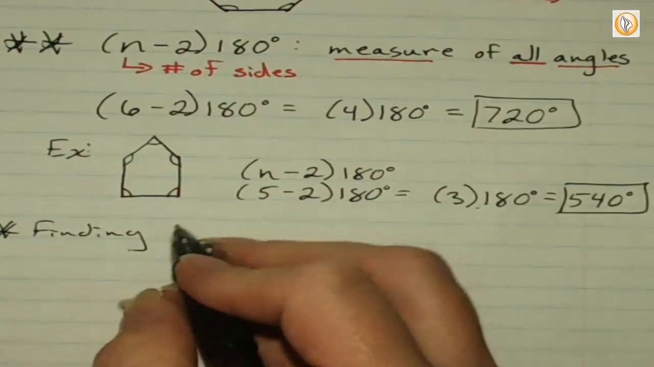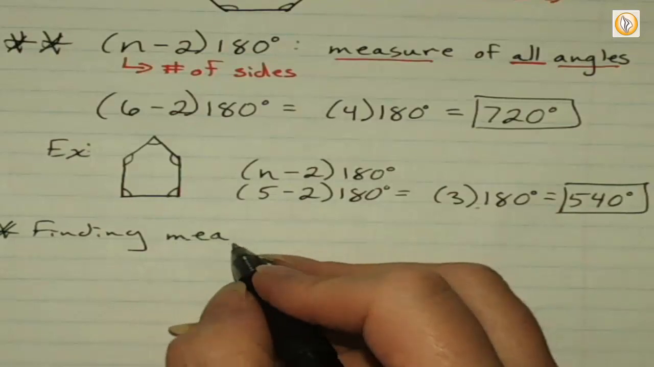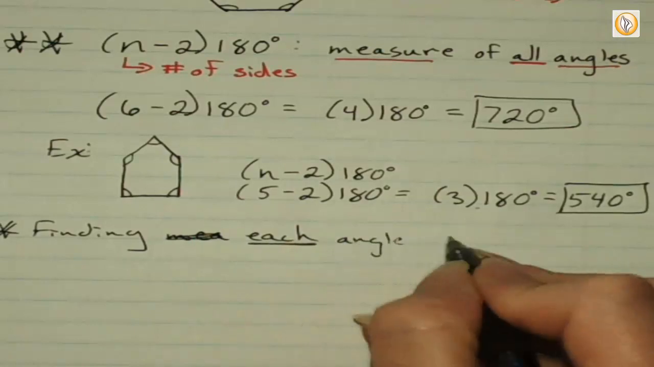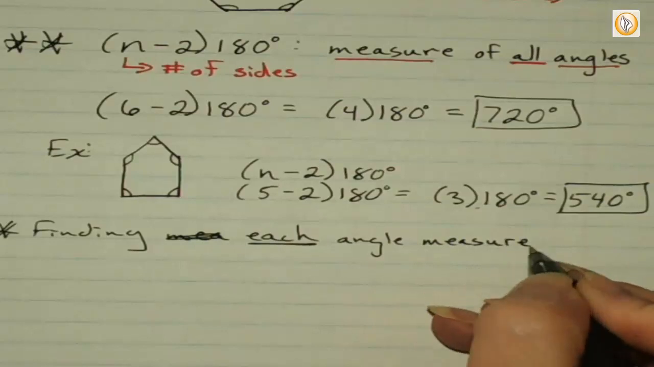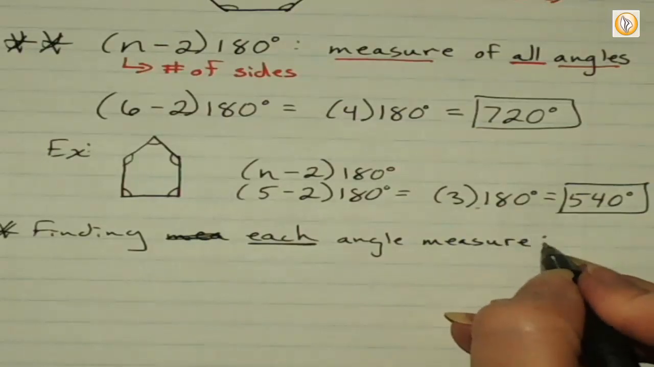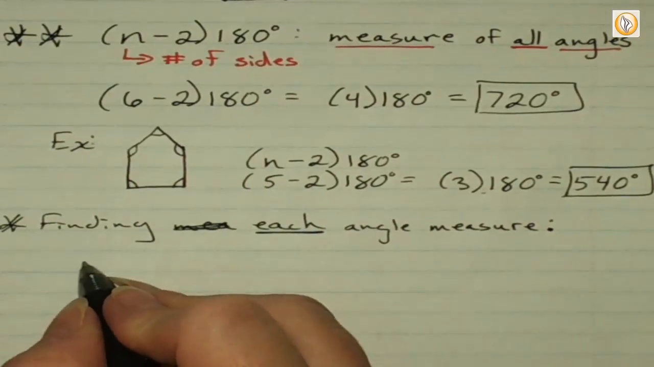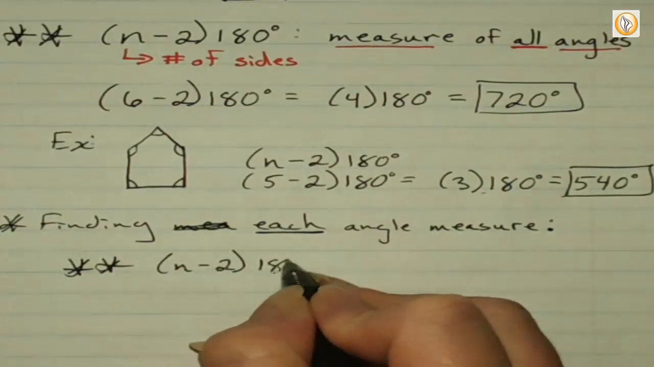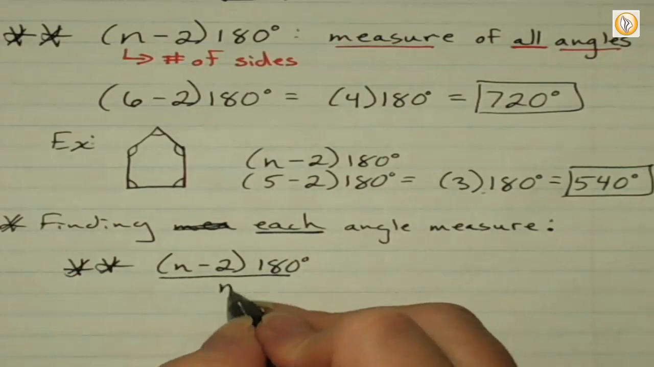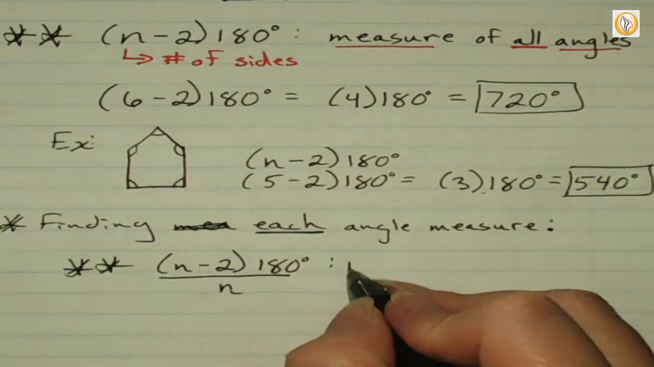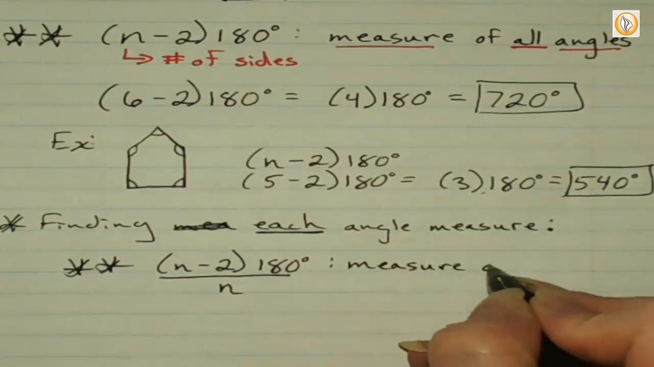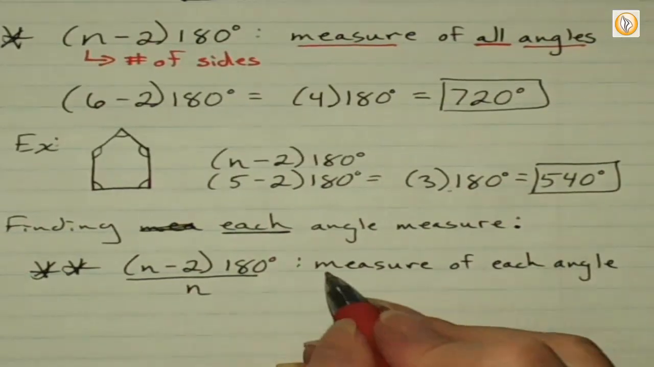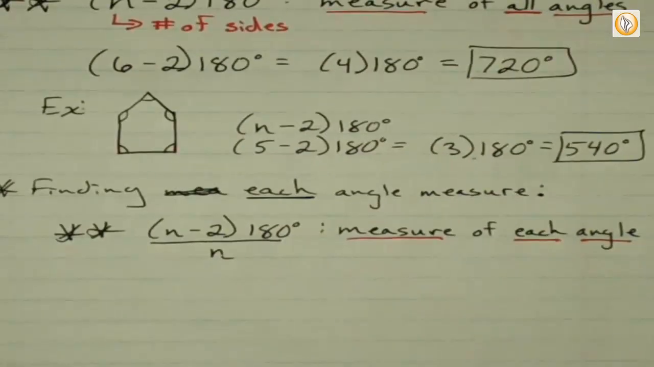So now, finding each angle measure this time. All right. Here's the formula. N minus 2 times 180 degrees divided by N. This is to find the measure of each angle.